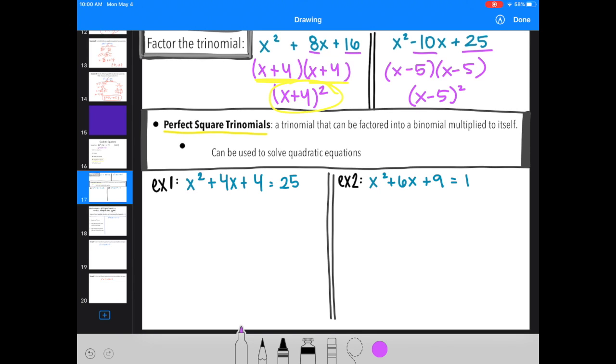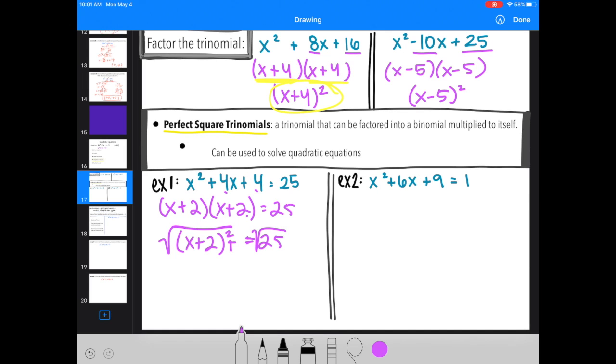All right, so here my example 1, I have x squared plus 4x plus 4 equal to 25. Well, is x squared plus 4x plus 4 a perfect square trinomial? It is, because that can factor to x plus 2 times x plus 2, because 2 and 2 add together to equal 4, but are multiplied together to equal 4. So I simplify that down to x plus 2 squared equal to 25. Now, referring back to my square root property, I can take the square root of both of those sides and get rid of that exponent.